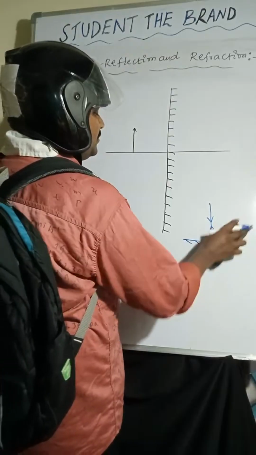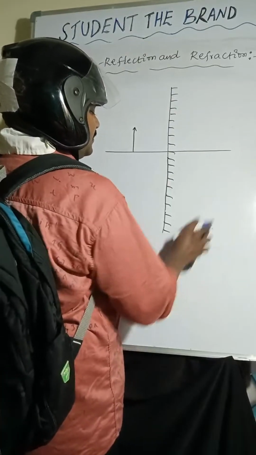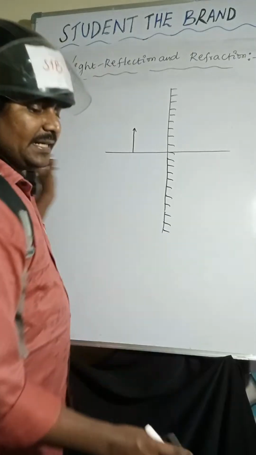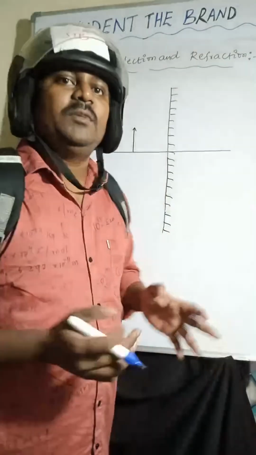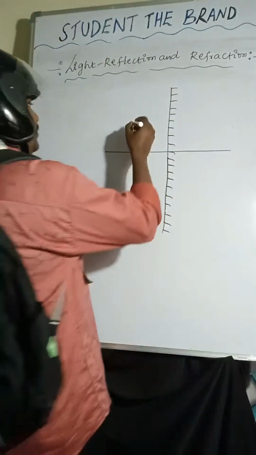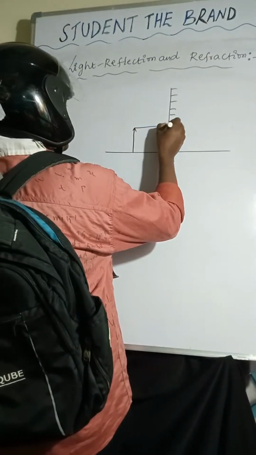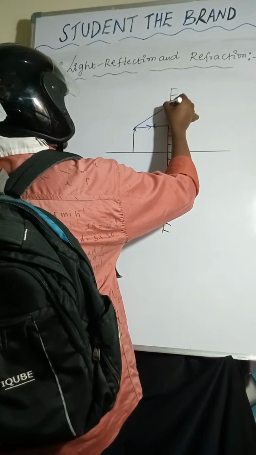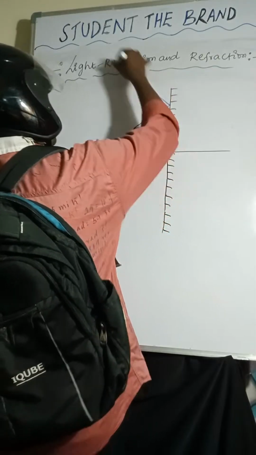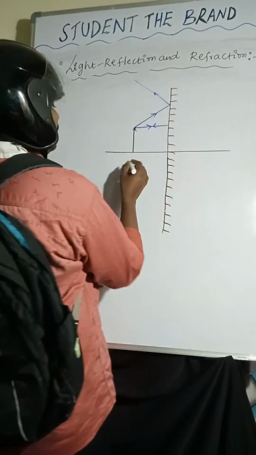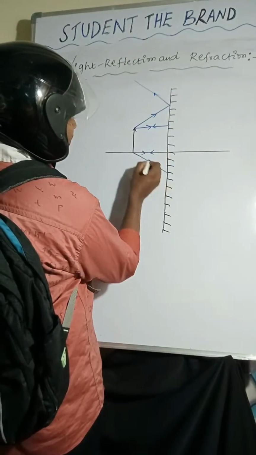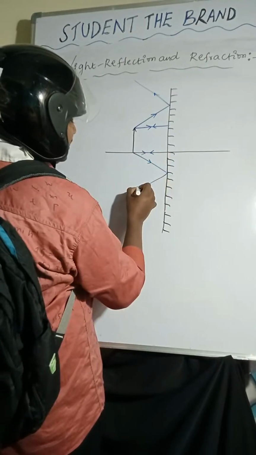Now we will discuss one more: how many light rays are required to form the image of the object? Minimum 2 light rays, right? So I'm taking one light ray passing along this one. Another light ray is passing like this, and it will be reflected back. One more light ray is passing, incident here, and it will be reflected back.